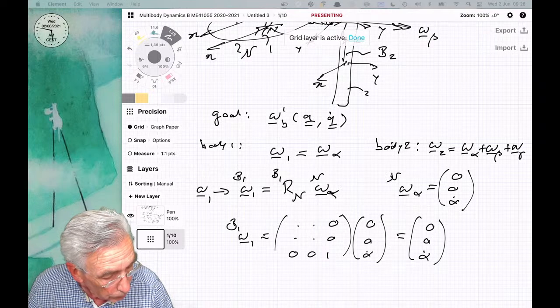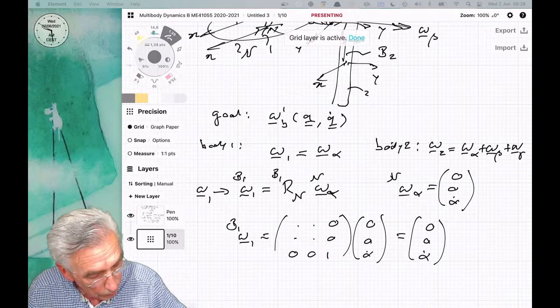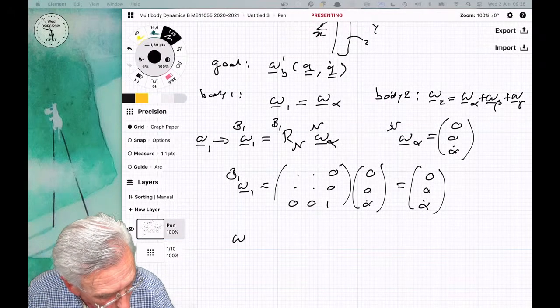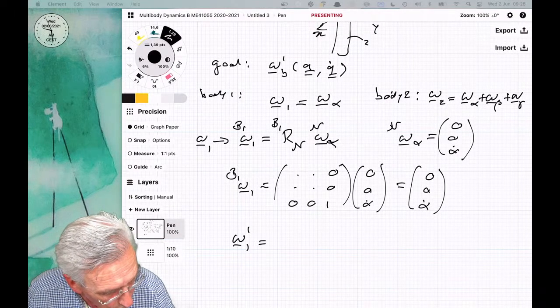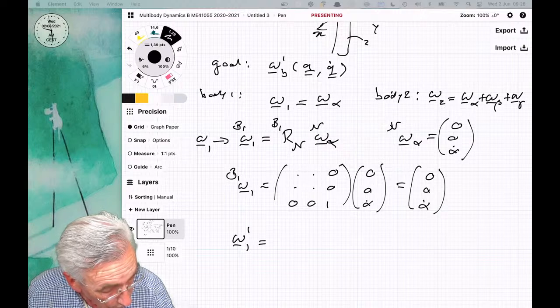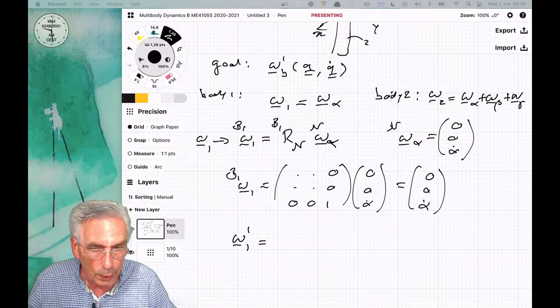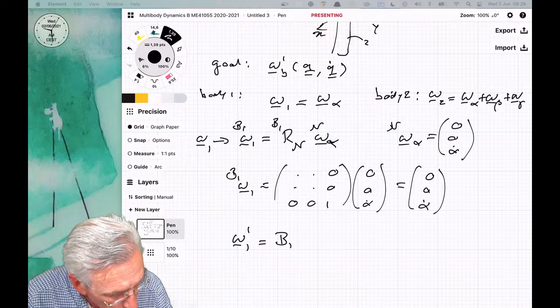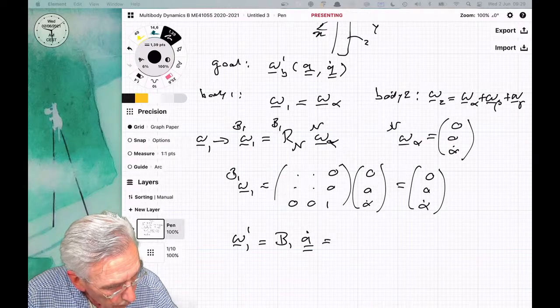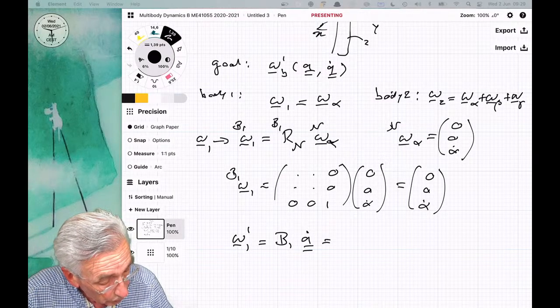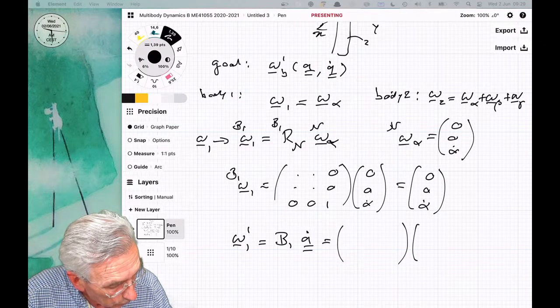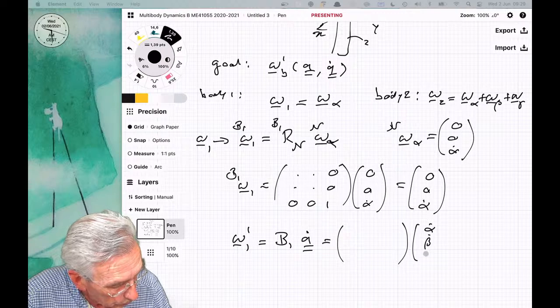So this is the expression for omega 1 prime. The B matrix in this case is super simple. So we wrote that is B1 times Q dot. And then the outcome should be this. So what is then this B matrix? Well, we can form the matrix, right? Then we get alpha dot, beta dot, gamma dot.